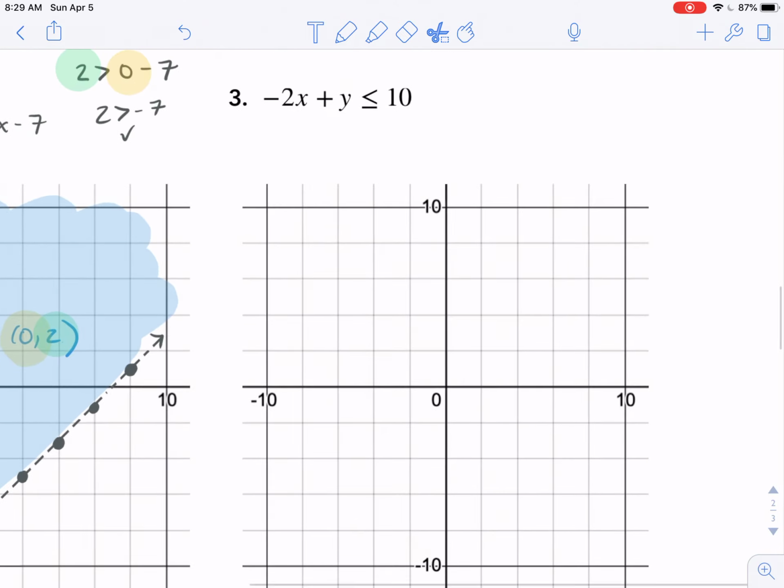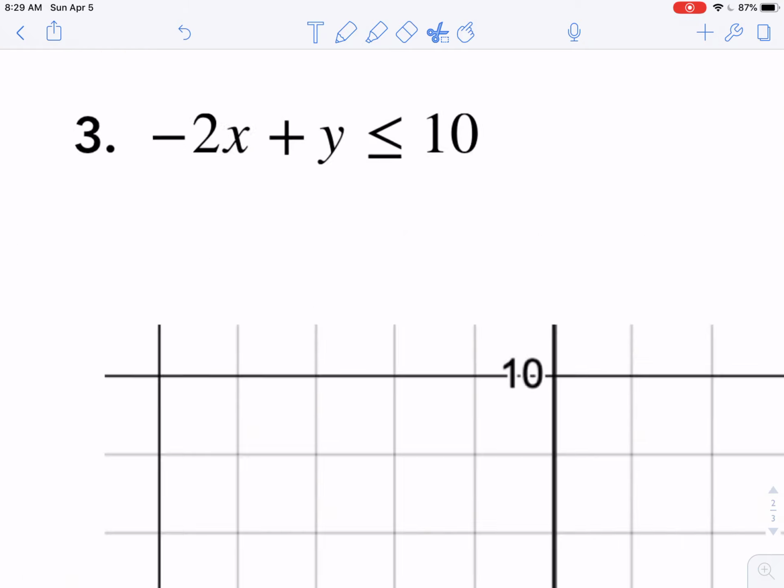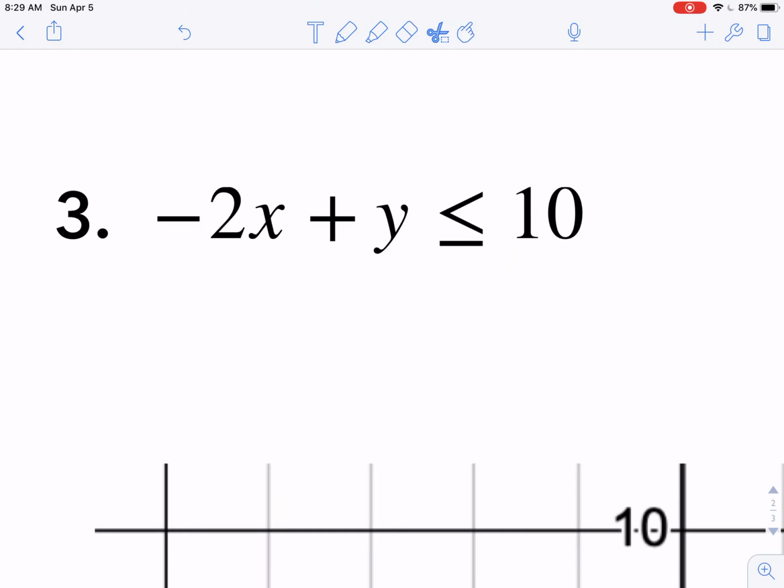So to graph the inequality represented in problem 3, we have negative 2x plus y is less than or equal to 10. So our first step, we need to decide if this line should be solid or dashed. So we look at our inequality symbol. Our inequality symbol here is less than or equal to 10. Since we have that equal to, this will give us a solid line.